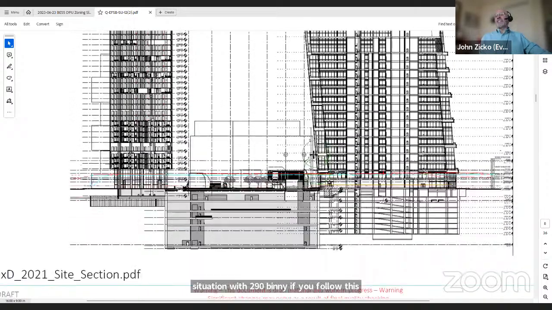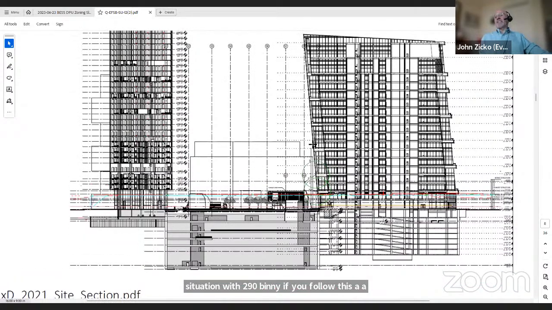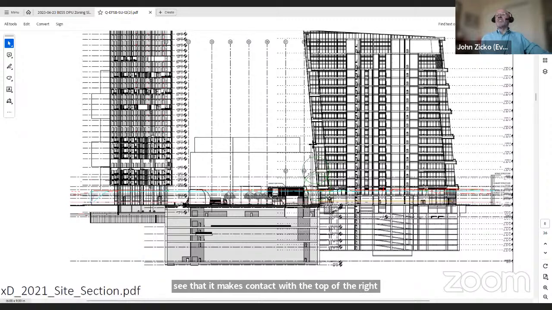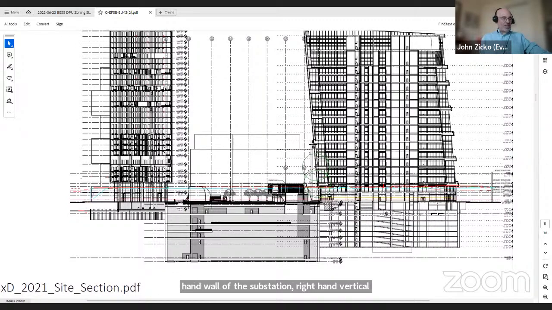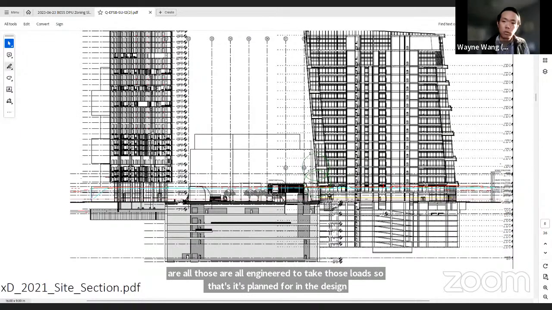If you follow that down, you can see that it makes contact with the top of the right-hand wall of the substation, the right-hand vertical wall. And those are all engineered to take those loads. So it's planned for in the design. Thank you, that's really helpful.